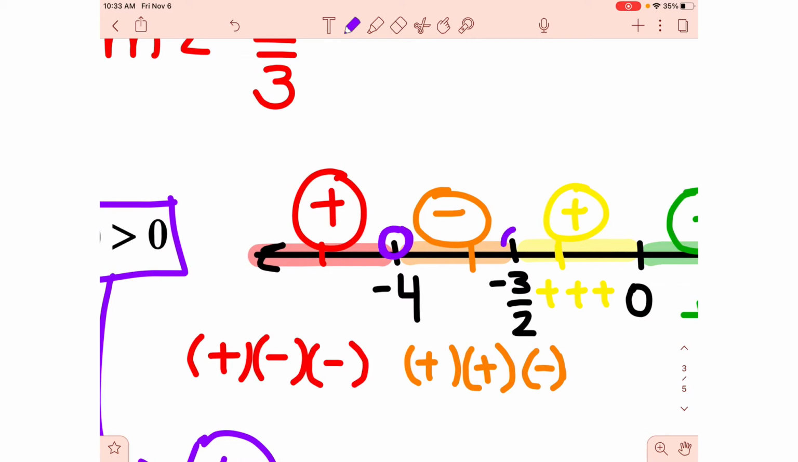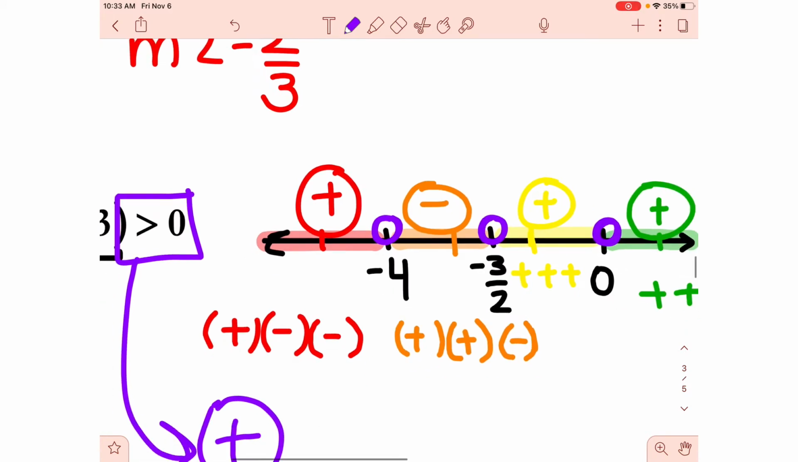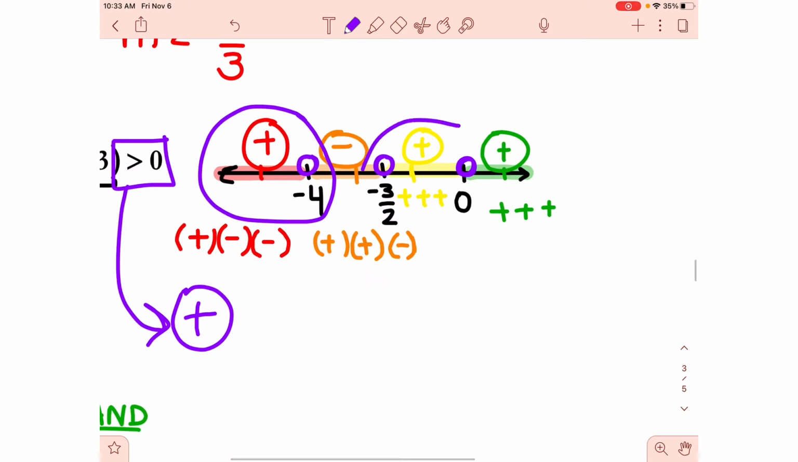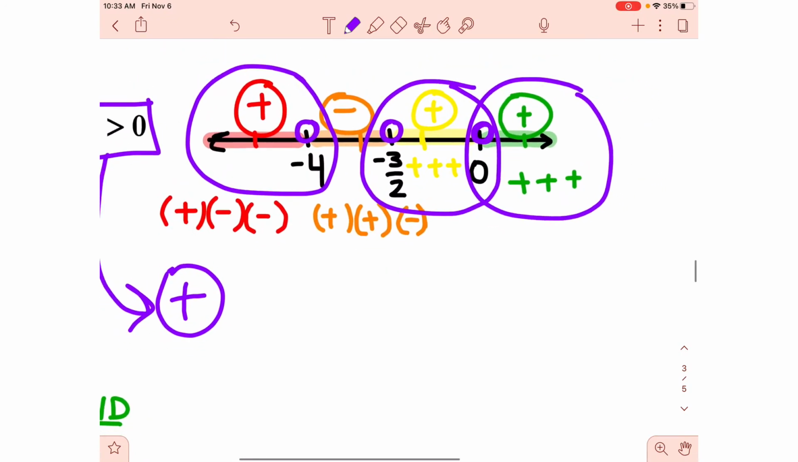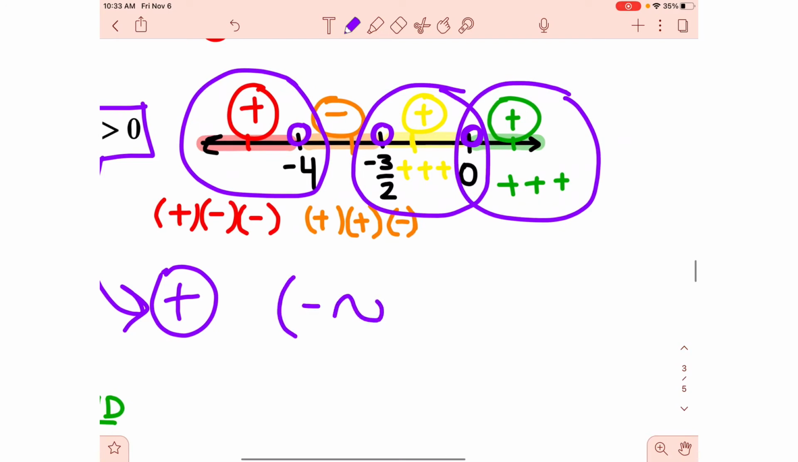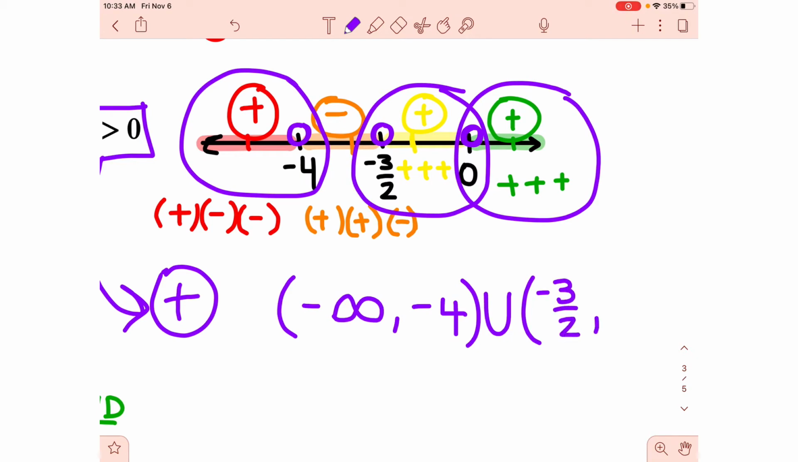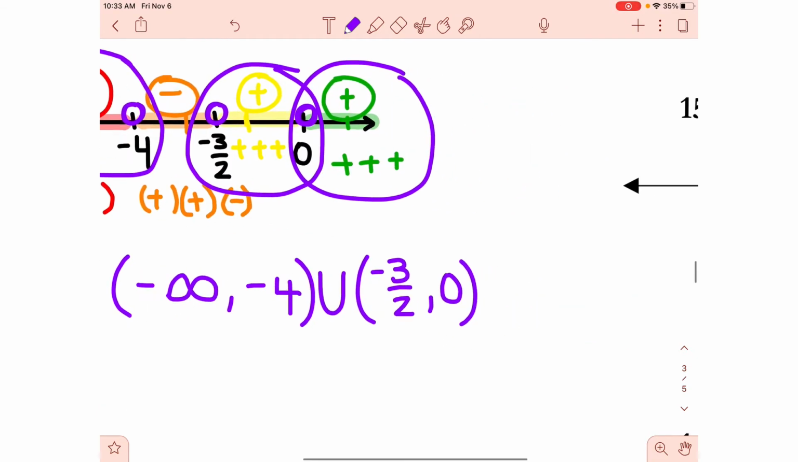So these are all going to be open circles, and I have 3 sections to my answer because there are 3 positive sections. Okay, so my answer is going to be from negative infinity to negative 4. That's the first positive interval. Parentheses, because we're not inclusive. Union, the yellow interval is also positive. That's negative 3/2 to 0. Parentheses. And the green section, which is 0 to infinity.